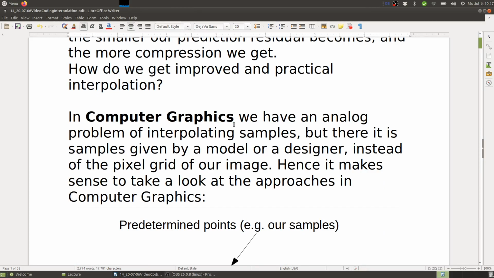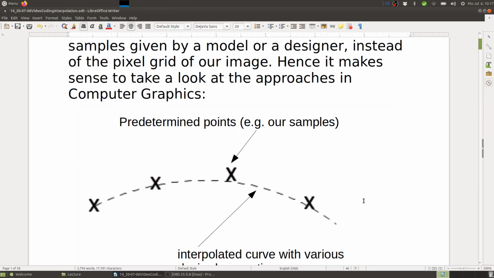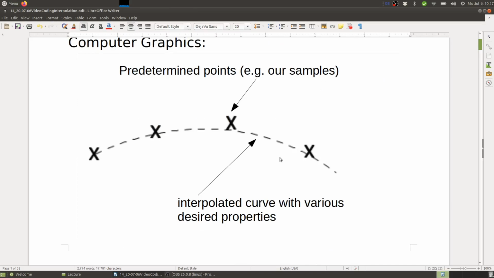In computer graphics, we have an analogous problem of interpolating samples, but there it is samples given by a model or a designer instead of the pixel grid of our image. Hence, it makes sense to take a look at the approaches in computer graphics. So here you can see the example in 2D. The crosses are the samples which are given, either by a designer or, in our case, the pixel samples, and each cross would then determine, say, the brightness of this pixel.